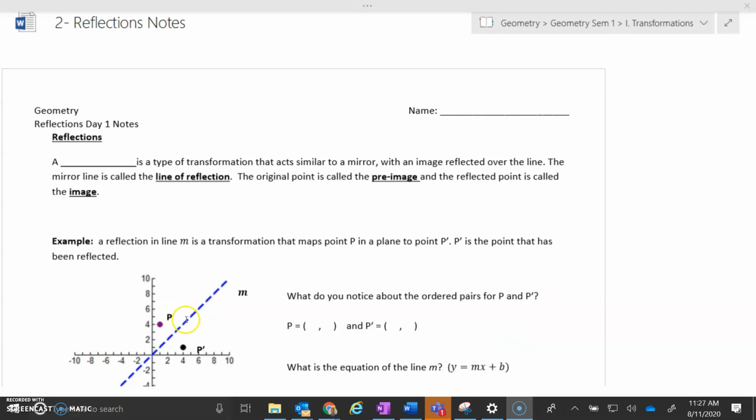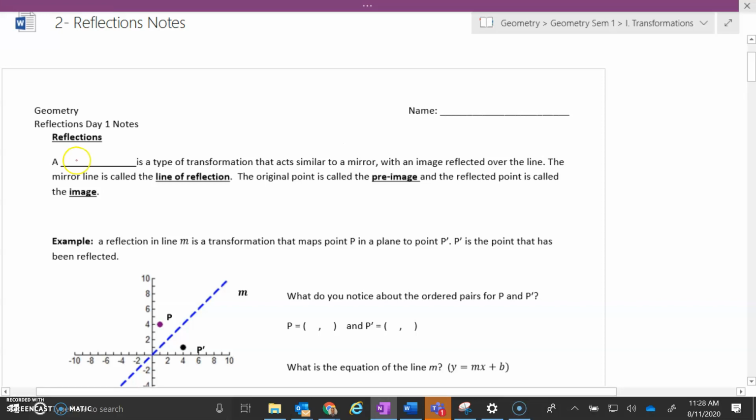All right, so in today's lesson, we're going to talk a little bit about reflections. We want to be able to perform a reflection and also tell what kind of reflection has been done. Okay, so let's go ahead and fill in the blank with the word reflection.